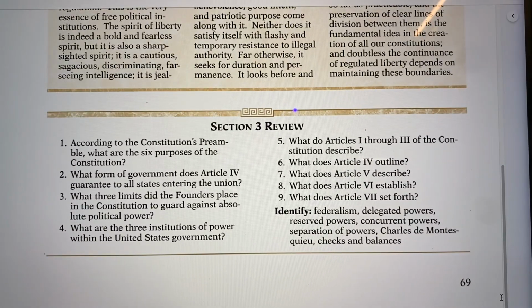So let's go on to the last part. This is the last section, and we'll be done with chapter 4. This is our section review. Quick review here. It says, according to the Constitution's preamble, what are the 6 purposes of the Constitution?